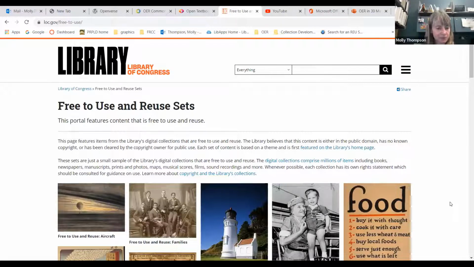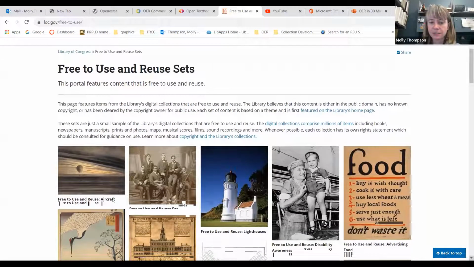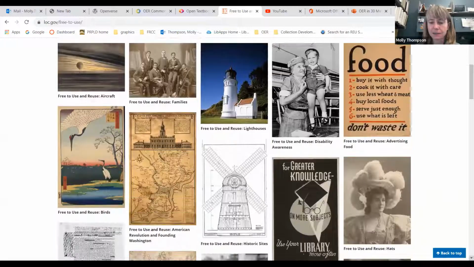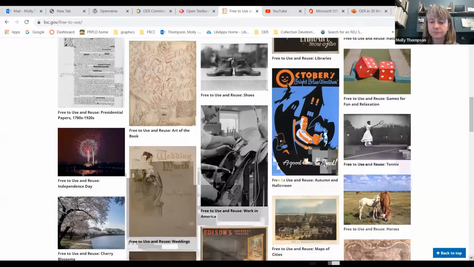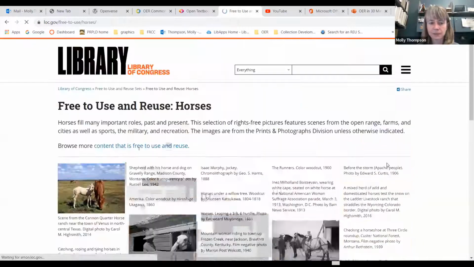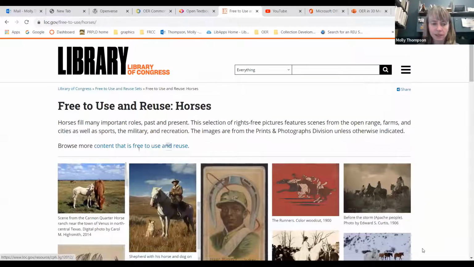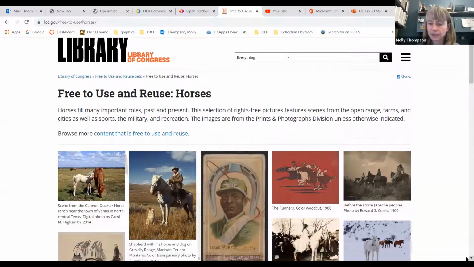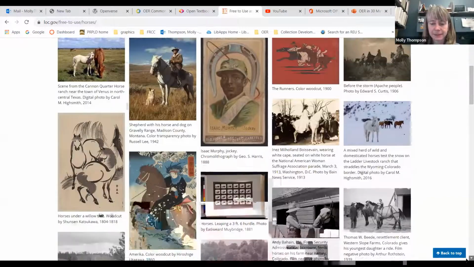You can't always say 100% it doesn't have a copyright, but for the most part, I think you can feel pretty confident in using it in your OER. So you could do your search at the top if you wanted to, or they have these interesting sets here. If you were wanting to, maybe you want to put pictures of horses in your OER, they do have these sets that you could scan through.